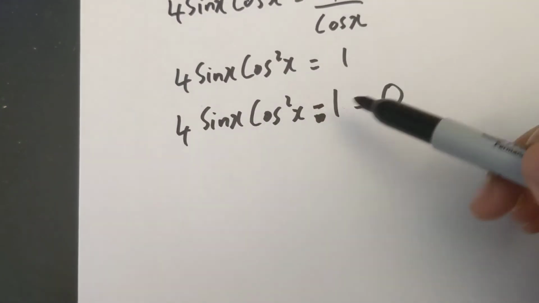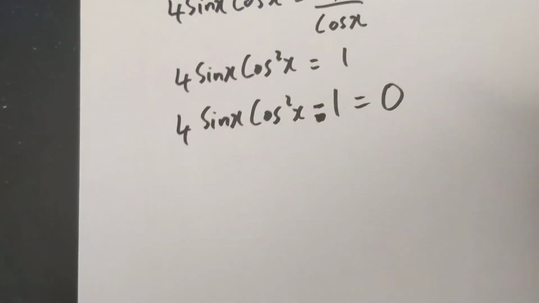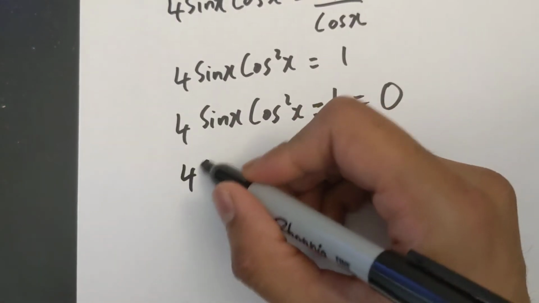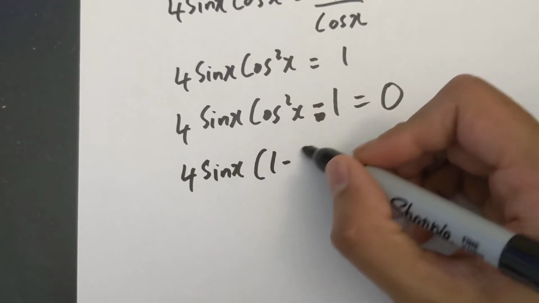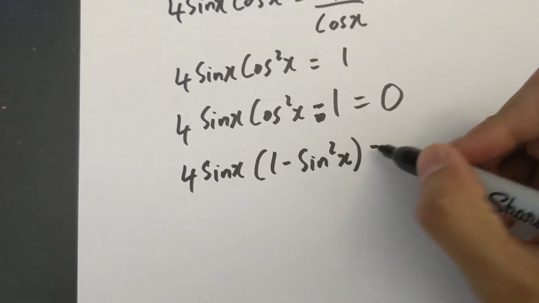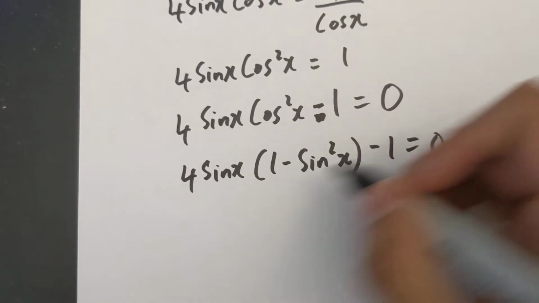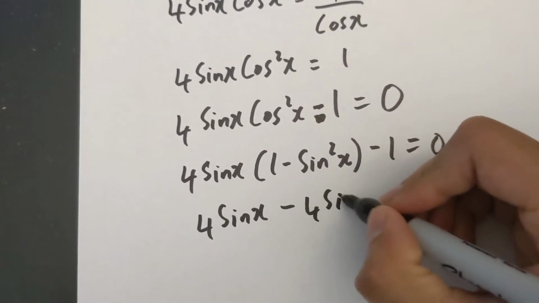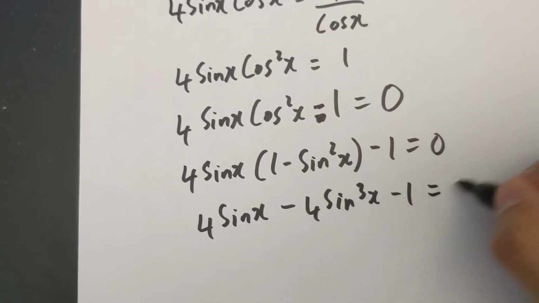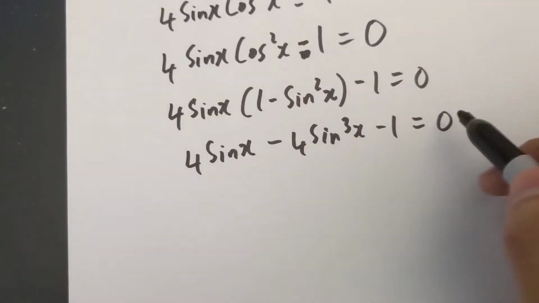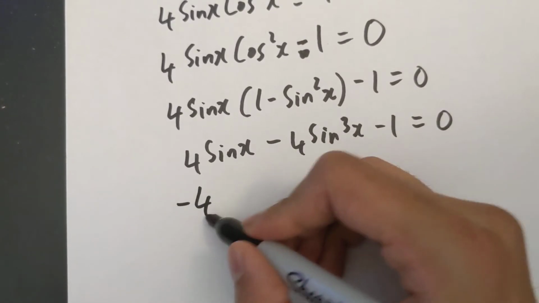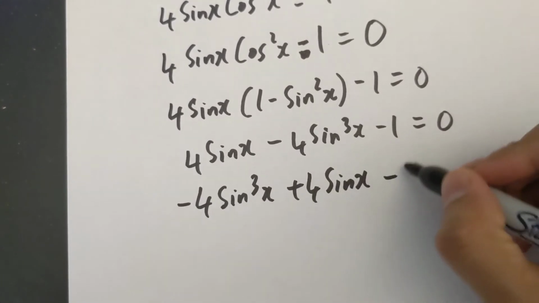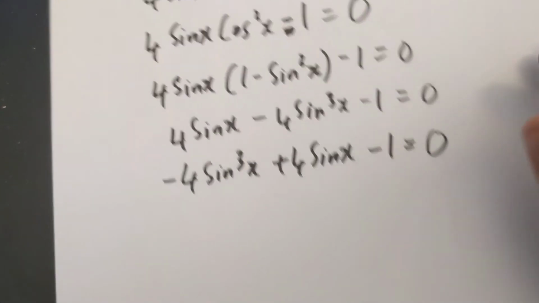Now if I look at this, it's actually impossible to solve this. That's not square rootable, so I can't do difference of squares. There's sine and cos, so I can't really solve it. So I'm going to convert my cos square to 1 minus sine square. And then I'm going to multiply this into the bracket. So 4 sine x minus 4 sine cube x minus 1 equals 0. And then I'm just going to rearrange it to put this term first. So negative 4 sine cube x plus 4 sine x minus 1 equals 0.